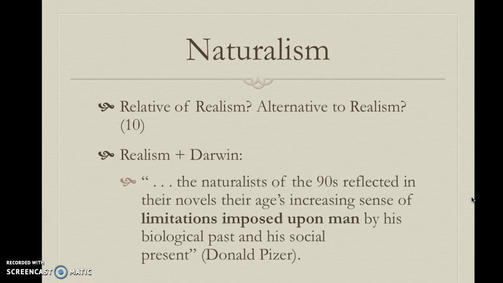So the naturalists of the 90s, the 1890s, keep that date in mind, reflected in their novels their age's increasing sense of limitations imposed upon man by his biological past and his social present. That's Donald Pizer, a scholar of the literature of this period. You can see I bolded that phrase, limitations imposed upon man. Remember how the characters in realist fiction are able to act on their choices? We're going to see a difference here in naturalism.